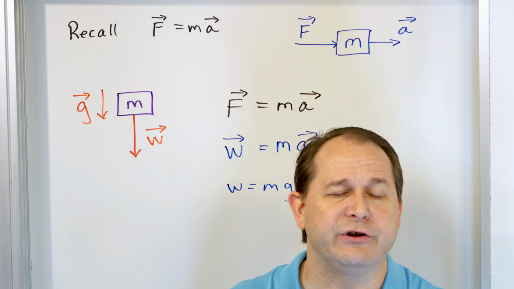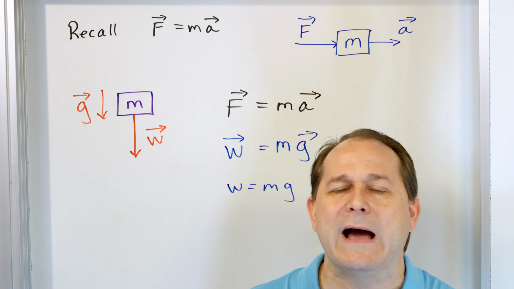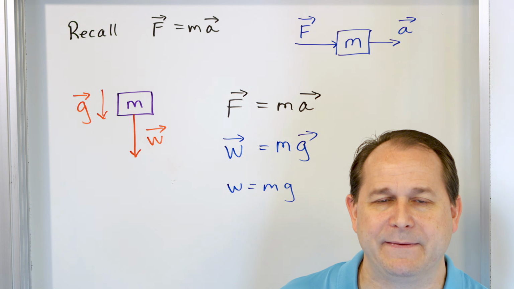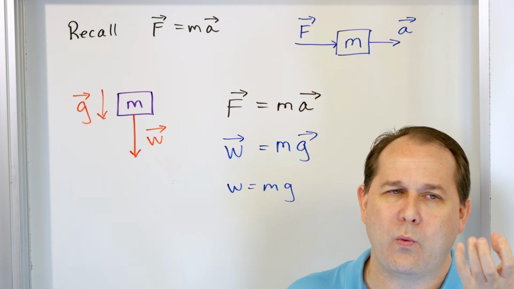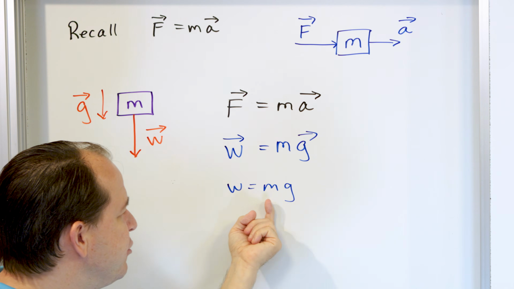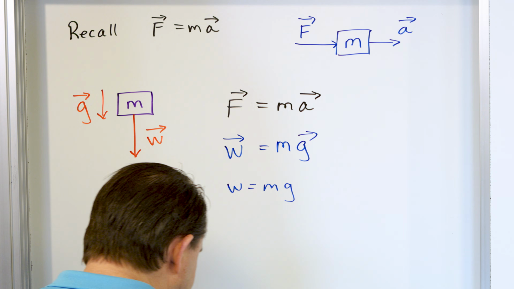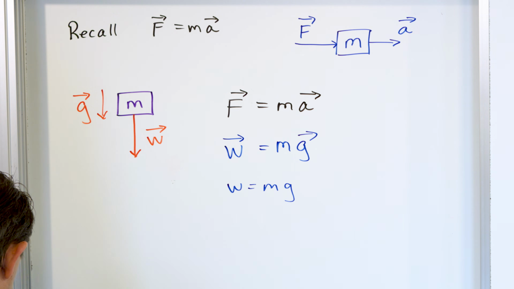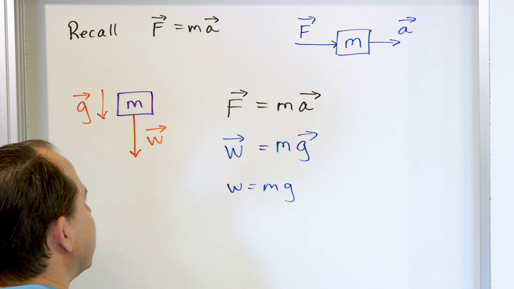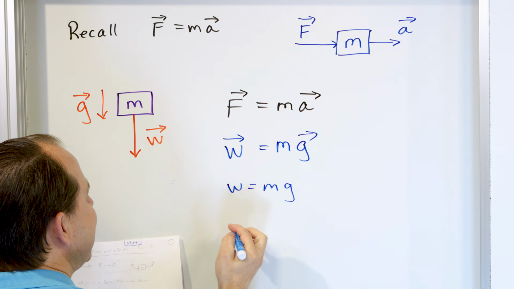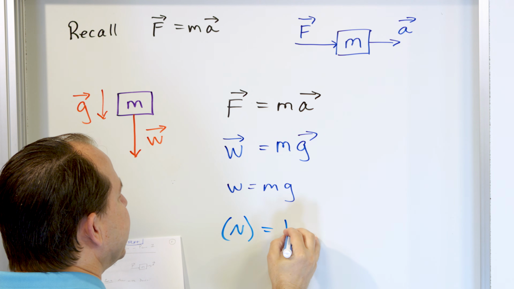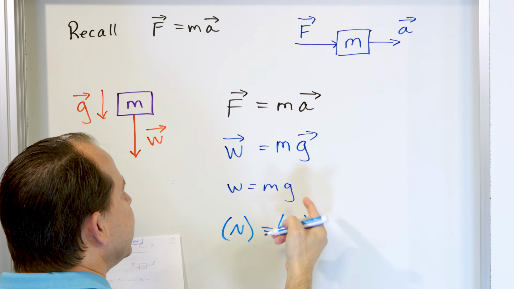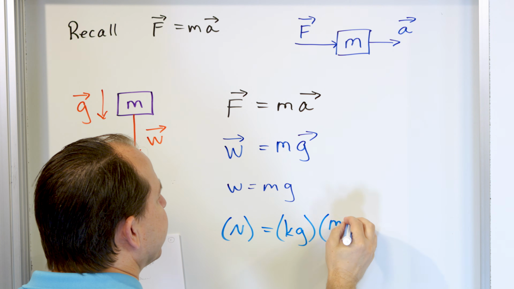You're going to use this all the time. If I tell you how much mass something has and you want to know the weight of the object, you take the mass and multiply it times g, which is the acceleration due to gravity. What you will get out of that is a weight in newtons. The mass will be in kilograms, and g, the acceleration due to gravity, is in meters per second squared.